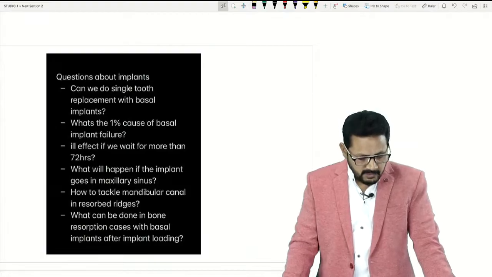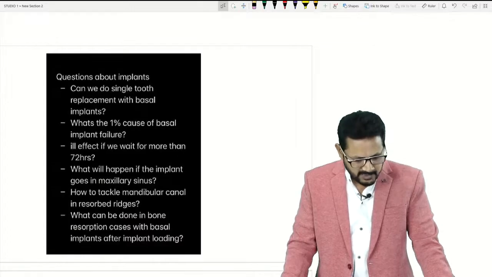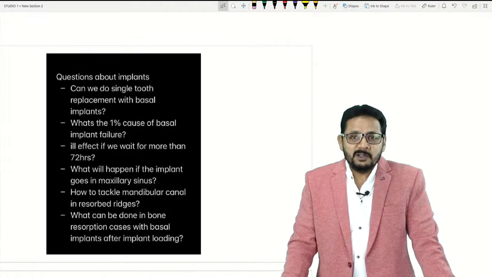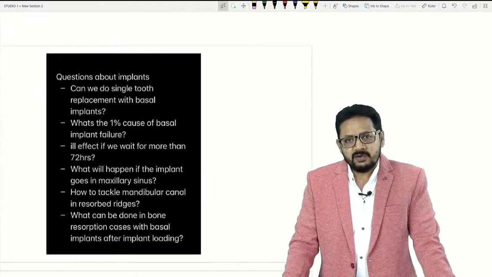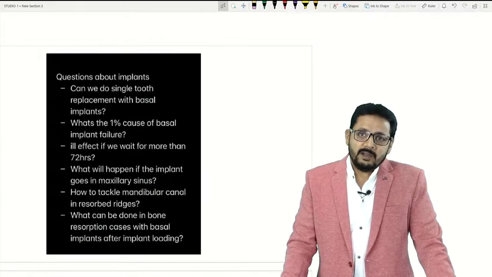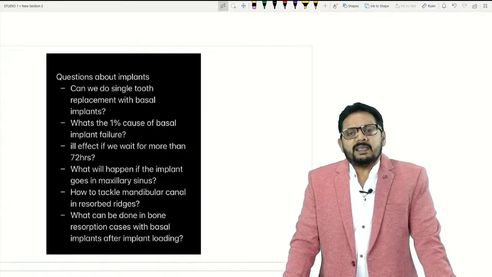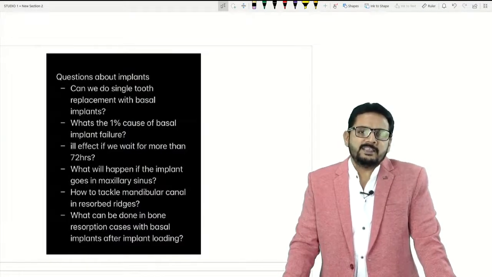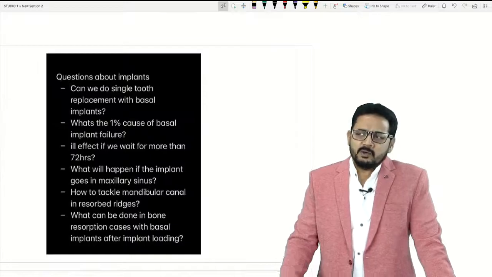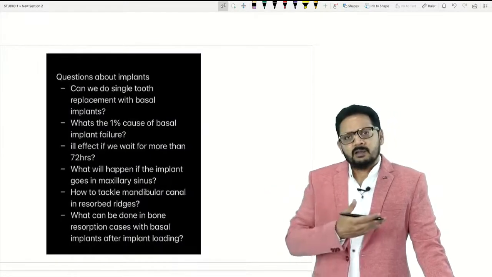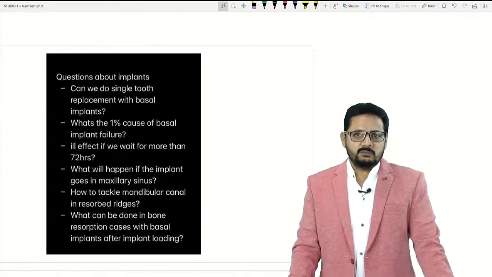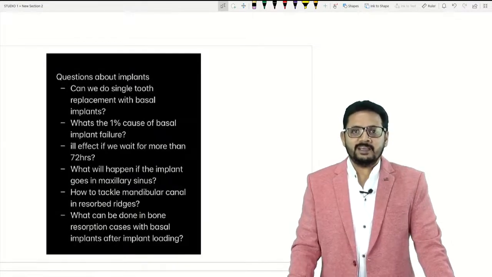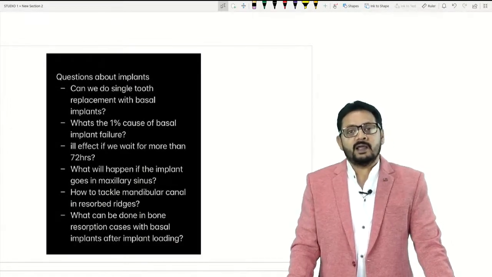Moving on to the second question, what's the 1% cause of basal implant failure? I do remember this question. I was expecting it, because I said that basal implants have a success ratio of 98 to 99%. So 1%. The biggest killer for any failure is complacency. If you put 1,000 implants or 2,000 implants, doesn't matter, every implant is a new one to you. You have to treat it as your first case. Then only the success rate will be higher.